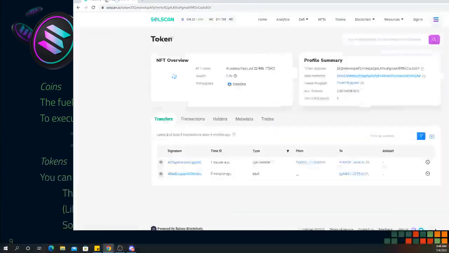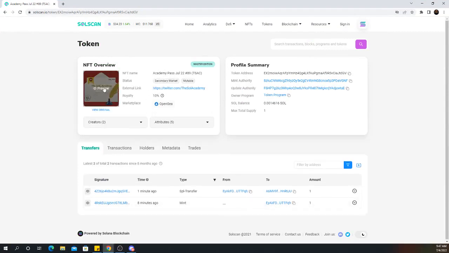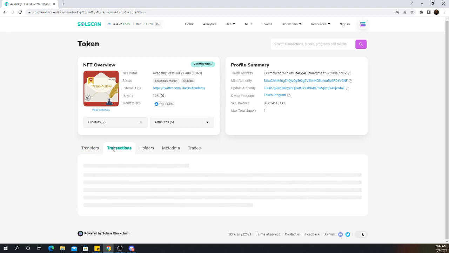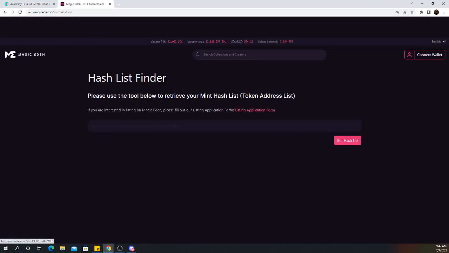So here is an Academy Pass, right? It's not the image. There it is. This is just like we looked at, right? If I go here to the metadata, I can take this. This is the Candy Machine ID here, and you can look up, there's all sorts of services that do hash lists. You can also do it in the command line. I'll just use Magic Eden's interface.